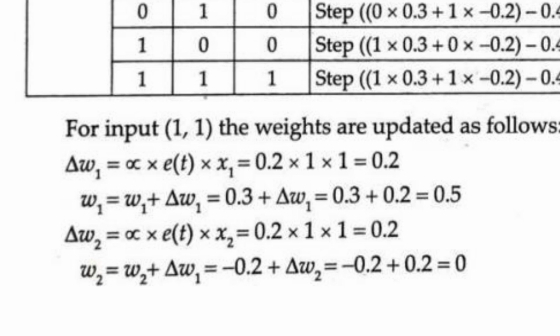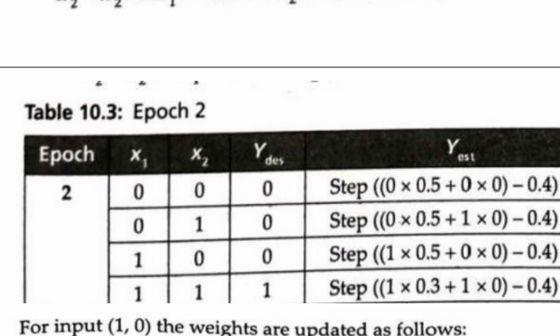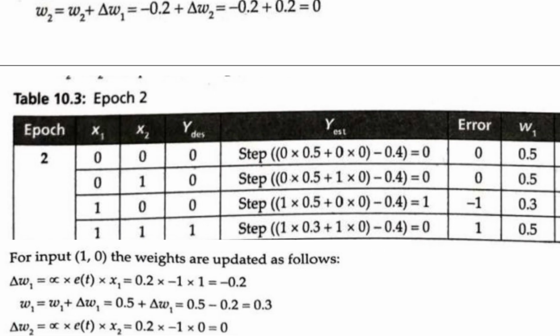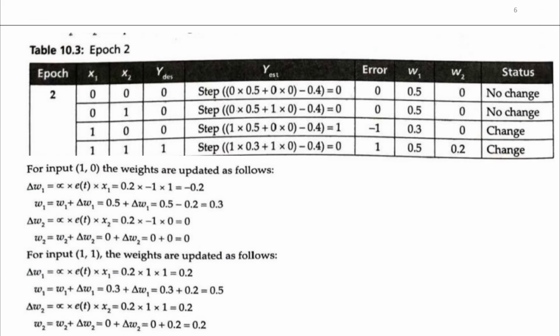Now we will go for delta W2. Delta W2 equal to learning rate alpha into E of t into x2. Learning rate 0.2, not changing, into error 1 into x2 1. 0.2 into 1 into 1 is 0.2 is the delta value. Add this to the previous one. Minus 0.2 plus 0.2 is equal to 0. So we have completed the first epoch. We'll go for the next one.